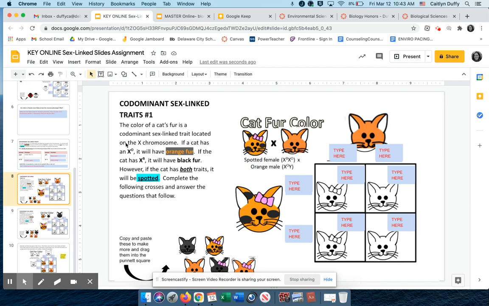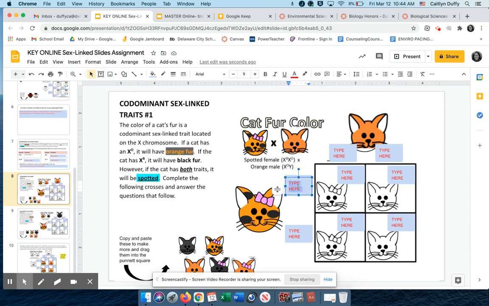The color of a cat's fur is a codominant sex-linked trait located on the X chromosome. If a cat has an X^O, it will have orange fur. If the cat has an X^B, it will have black fur. And if it has both, it will be spotted. Complete the following crosses and answer the questions that follow. So we are going to cross an orange male, X^O Y, and a spotted female, X^B X^O.